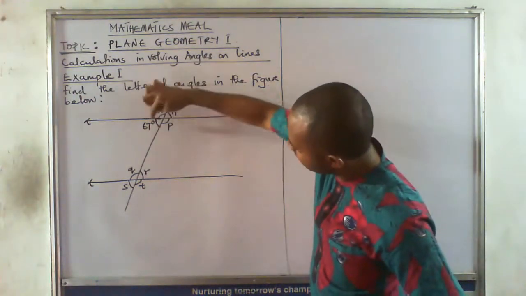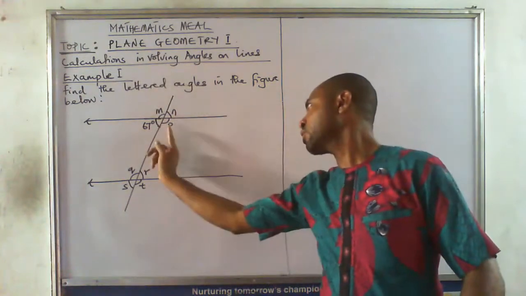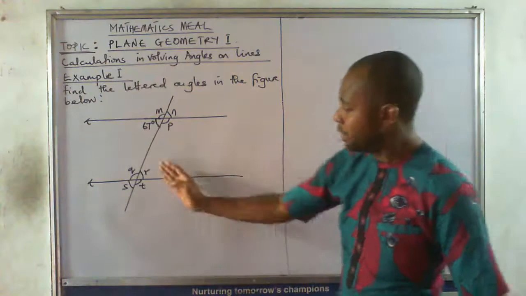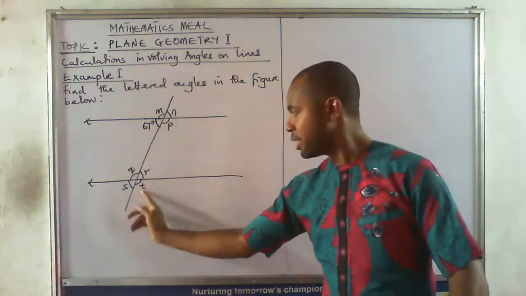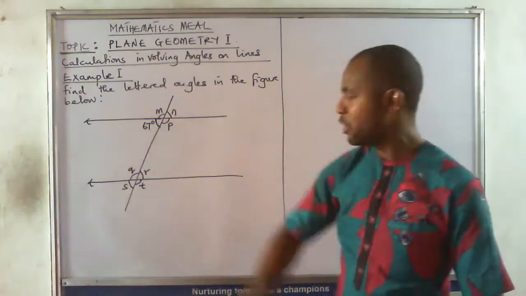So this and this can be taken as adjacent angles on this straight line. This and this are also adjacent angles on this straight line. You see that? The same thing along here. This and this can be taken as adjacent angles on that straight line. This and this can be taken as adjacent angles on that straight line.